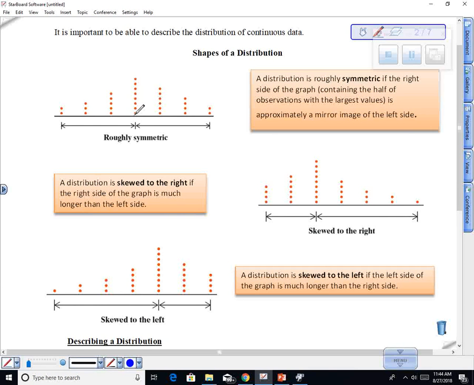The mean and the median, which we'll talk about again in 1.3, are the same, or should be approximately the same if it's roughly symmetric. Okay, so I'm going to go ahead and write that in just because the more times you see it, the better. So the mean in this case would equal the median.